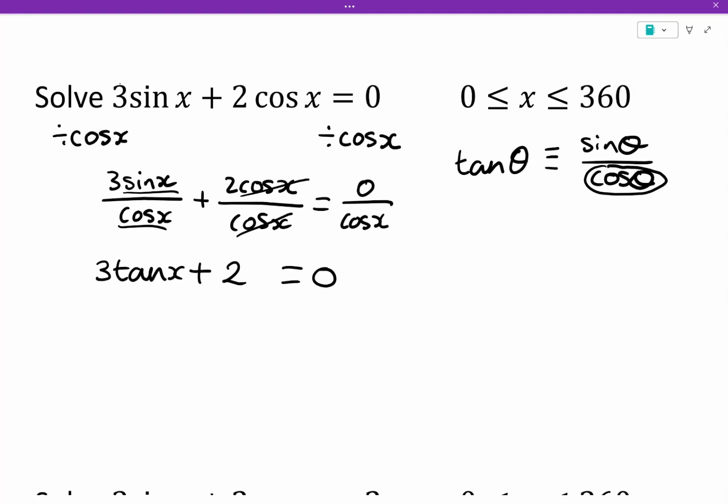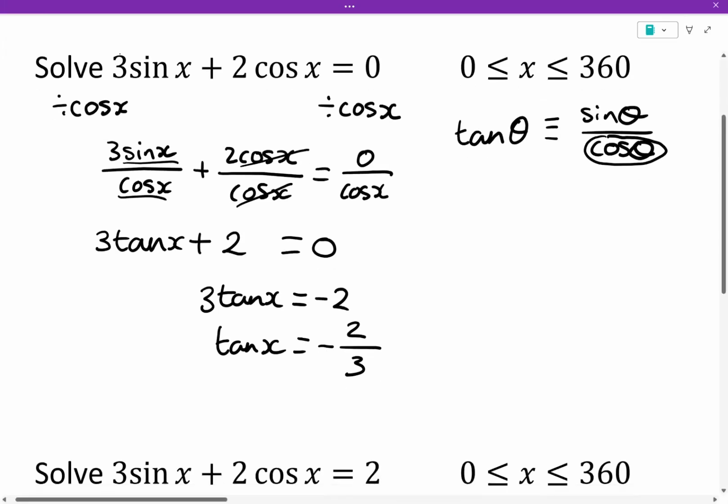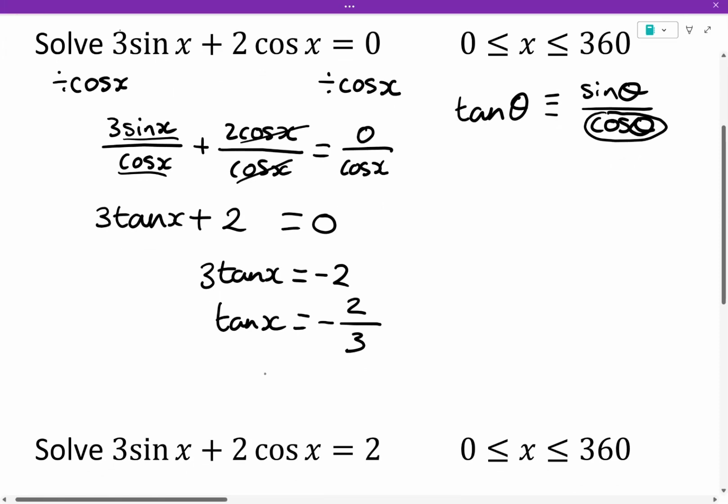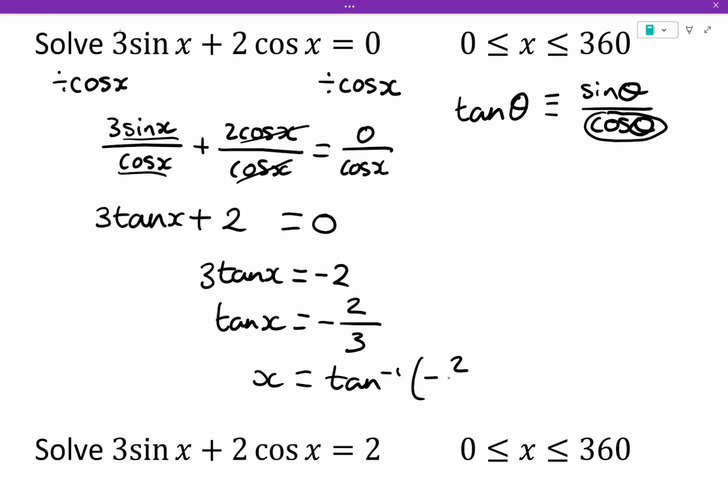Now what we've achieved by doing this is we managed to rewrite the equation so there's only one trig function in there, which is tan. So we should now be able to solve this. Let's rearrange to get the tan x on its own. So we'd have 3 tan x is equal to negative 2. Then tan x would be equal to negative 2 over 3. And then we can use our inverse function to find x. So x is going to be equal to the inverse tan of negative 2 over 3.